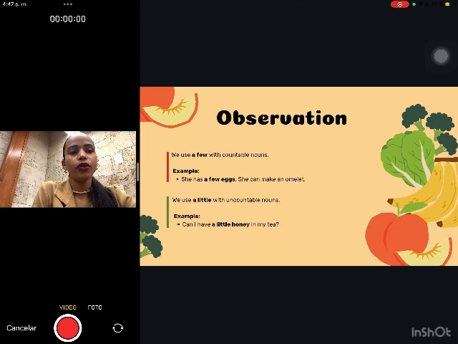We use a few with countable nouns. Example: She has a few eggs. She can make an omelette. We use a little with uncountable nouns. Example: Can I have a little honey in my tea?